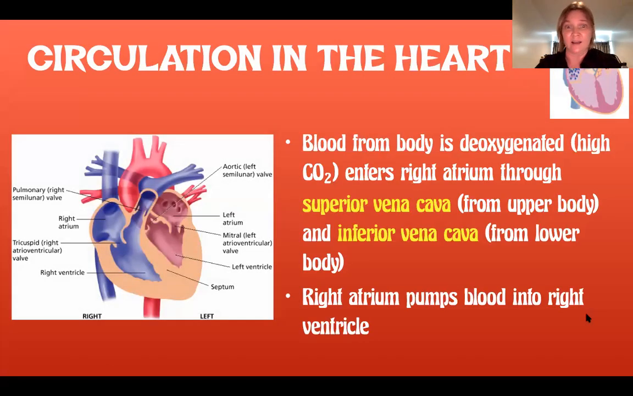Okay. So I'm just going to go over that again slowly, again, remembering that both sides of the heart are going to work simultaneously, but you have to look at it one part at a time. So blood from the body is deoxygenated. It has a high concentration of carbon dioxide. It's going to enter the right atrium here from the superior vena cava and the inferior vena cava, and it's going to dump into the right atrium. The right atrium is going to contract, and that's going to push open the tricuspid valve and pump the blood into the right ventricle.